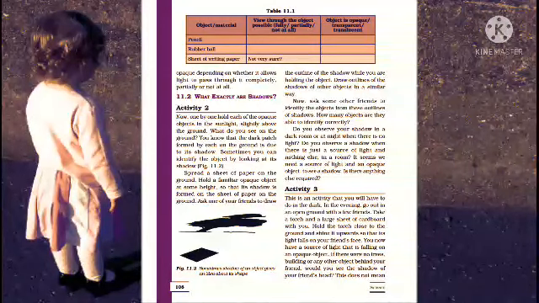Spread a sheet of paper on the ground. Hold a familiar opaque object at some height so that its shadow is formed on the sheet of paper on the ground. Ask one of your friends to draw the outline of the shadow while you are holding the object. Draw outlines of the shadows of other objects in a similar way.